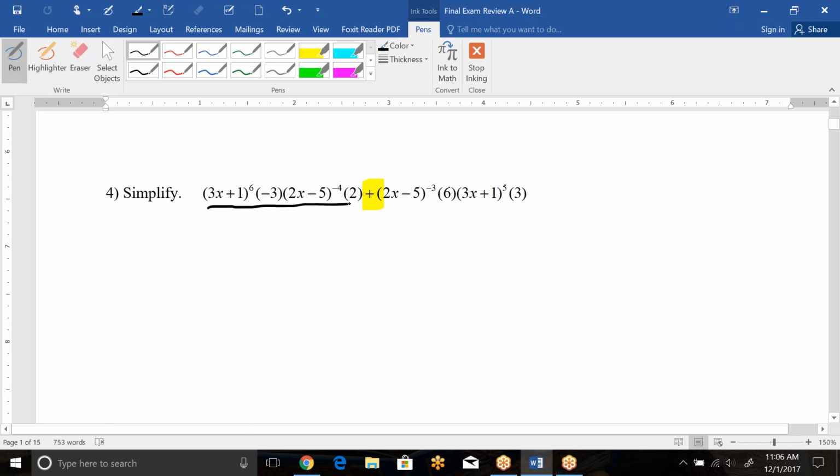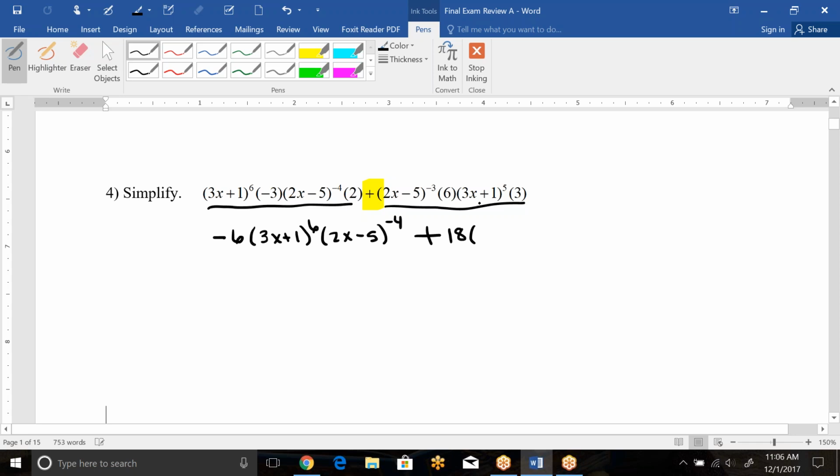So this is a big term all multiplied together, and this is a big term all multiplied together. So what I typically try to do first is find something in common that I can pull out. To do that, I multiply these little monomials together. They're not going to have any exponents on them, so it's okay to multiply them together. So it's negative 6, 3x plus 1 to the 6th, 2x minus 5 to the negative 4, plus 6 times 3 is 18.